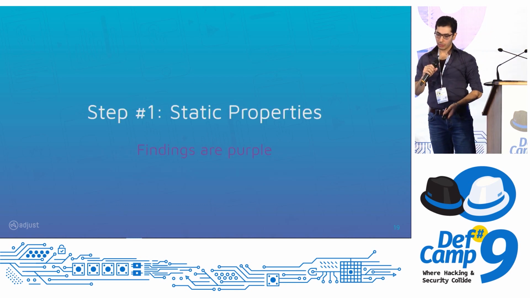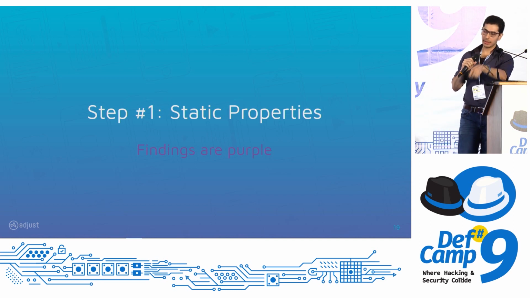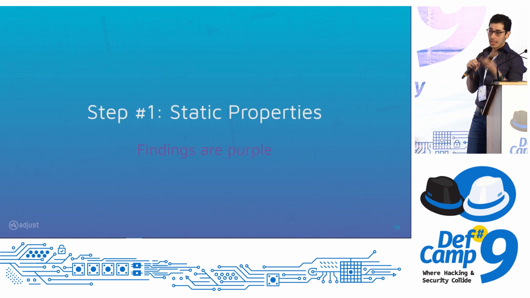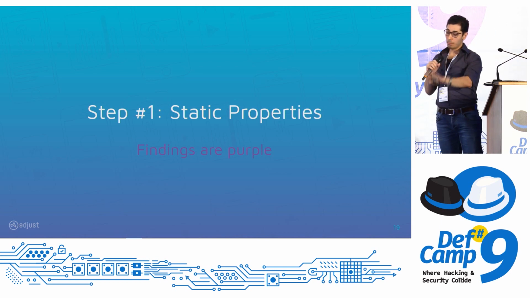So, first of all, static properties. We're going through 3 steps. There should have been a slide in here about the steps that we're going through. Static properties, behavioral analysis, and static analysis afterwards. I'll explain the steps in each one of them, but for now, let's stick with the first step.